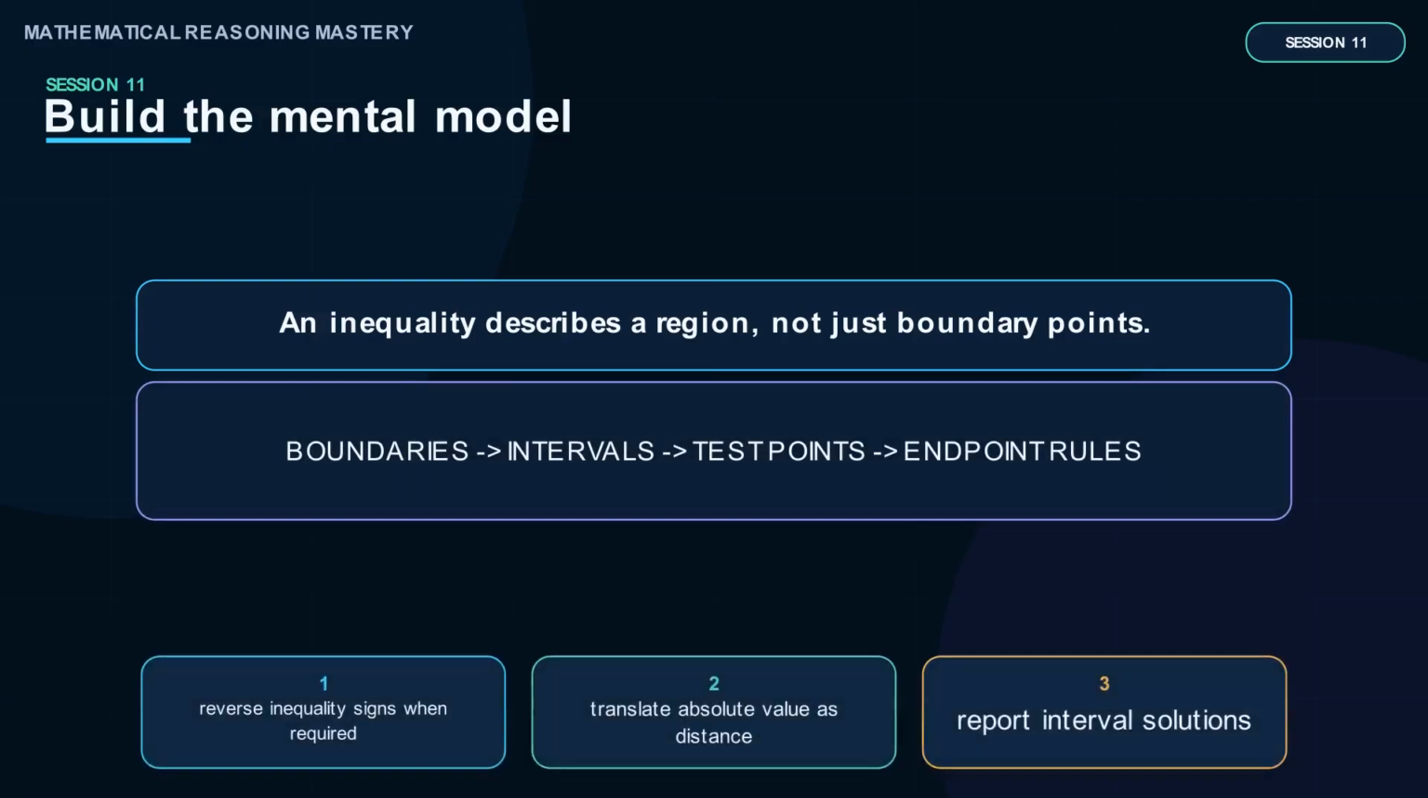The first goal is to reverse inequality signs when required. Connected to the second goal, translate absolute value as distance. Correct calculation begins with correct interpretation. When the surface details change, search for the same relationship underneath. Transfer means choosing the structure from evidence rather than waiting for a familiar-looking example.